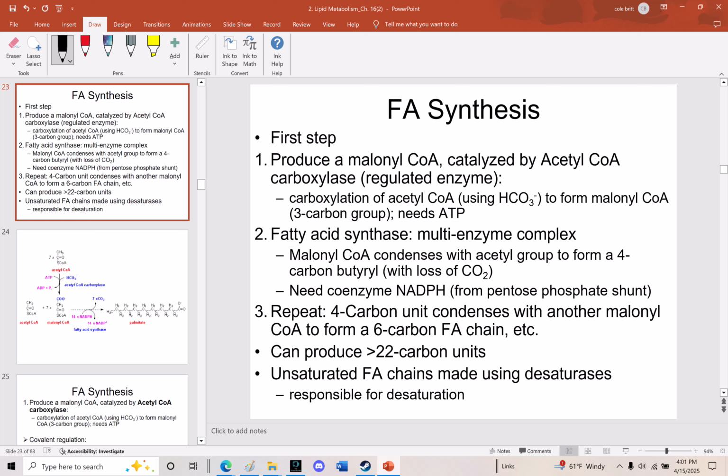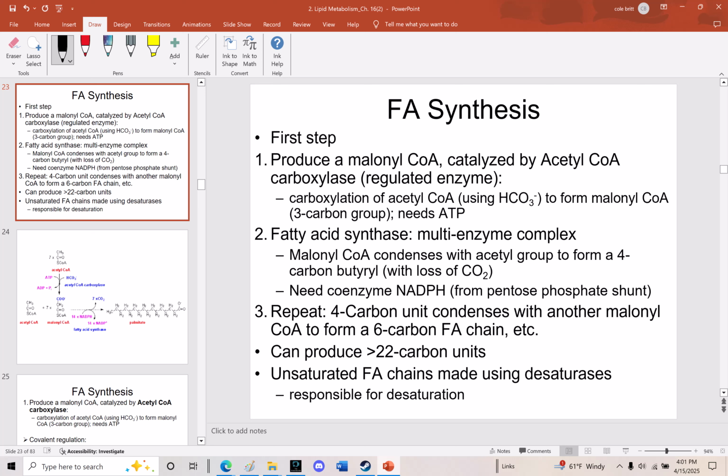So here's the first step, acetyl-CoA, it's right here. We use this enzyme, acetyl-CoA carboxylase. It's going to add a carbon. So this is bicarbonate. It could have used carbon dioxide. We just need a carbon. And so it's going to add a carbon here, and now we've got a 3-carbon malonyl-CoA. Very first step.